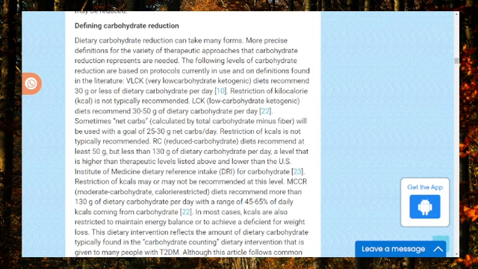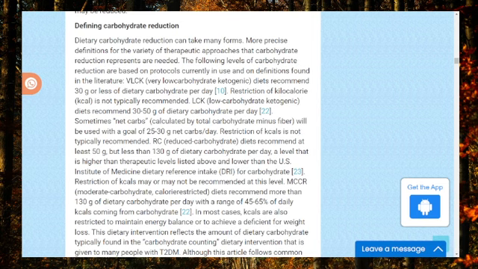LCK, or low carbohydrate ketogenic diets, recommend 30 to 50 grams of dietary carbohydrates per day, reference 22. Sometimes net carbs, calculated by total carbohydrate minus fiber, will be used with a goal of 25 to 30 grams net carbs per day. Restrictions of kcals or kilocalories is not typically recommended.